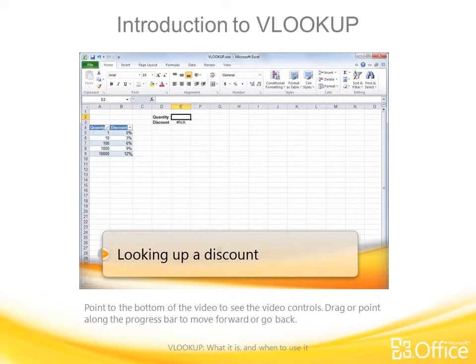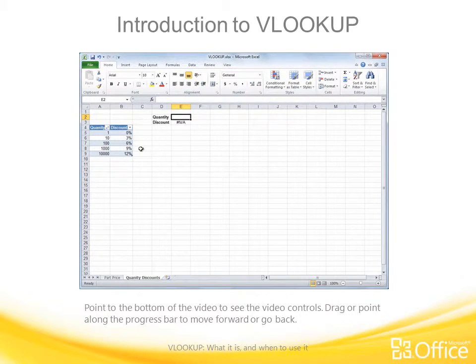Here's another example. I'll use vlookup to look up the appropriate discount for the quantity purchased. This time I'm using an Excel table instead of a list. If you're not familiar with tables, you'll have a chance to create one in the practice at the end of the course. The table has two columns, one for quantity and one for discount.